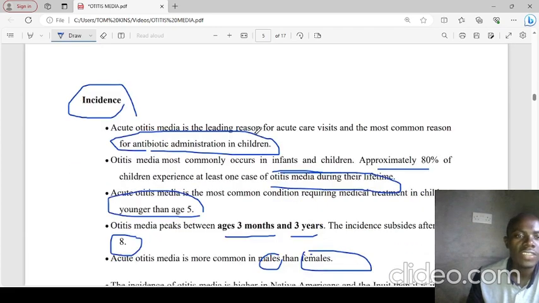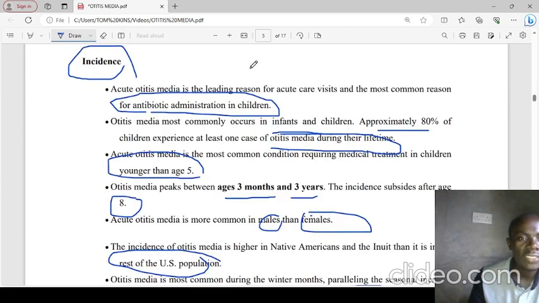Thank you. So let's look at the incidence. Otitis media is the leading reason for acute care visits. It's also the most common reason for antibiotic administration in children, and it increases the risk of antibiotic use and misuse, right? Great.